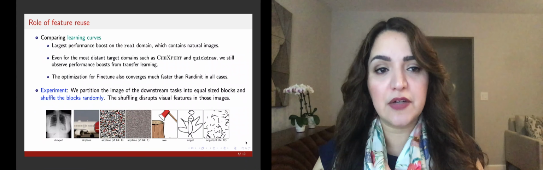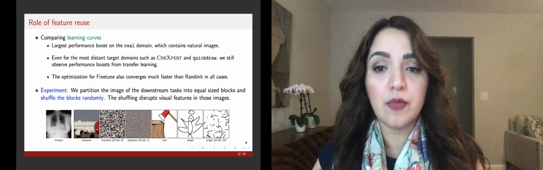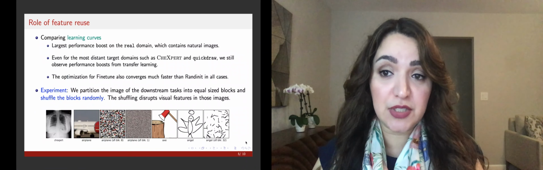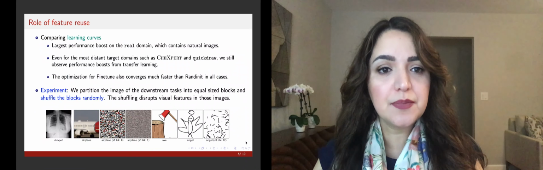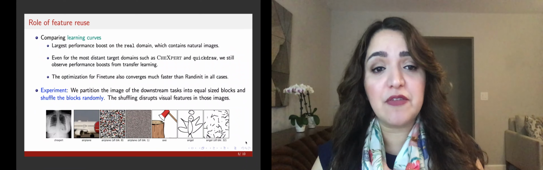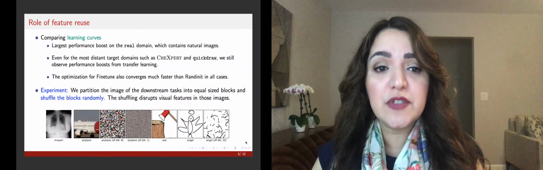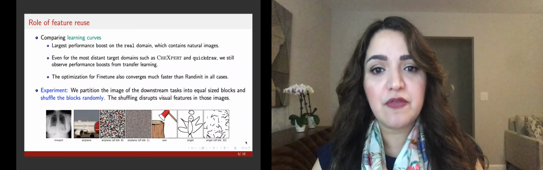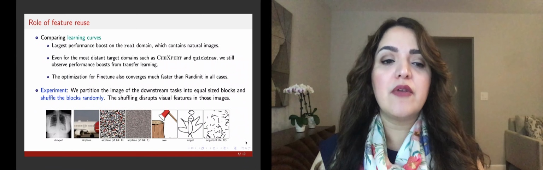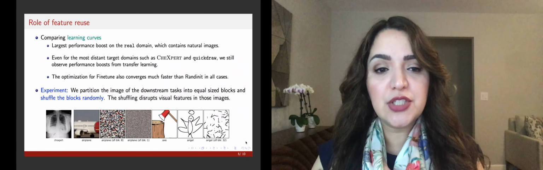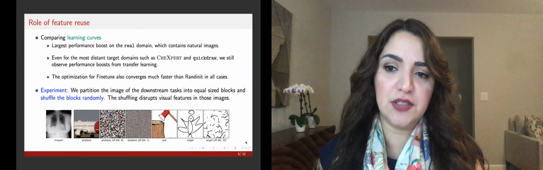Comparing the learning curves, we see that the largest performance boost happens on the real domain, which contains natural images, and it's closest to ImageNet. We also see that even for most distant target domains, such as CheXpert and QuickDraw, we still observe performance boosts from transfer learning. We also see that the optimization for fine-tune converges much faster than RandInit in all cases.